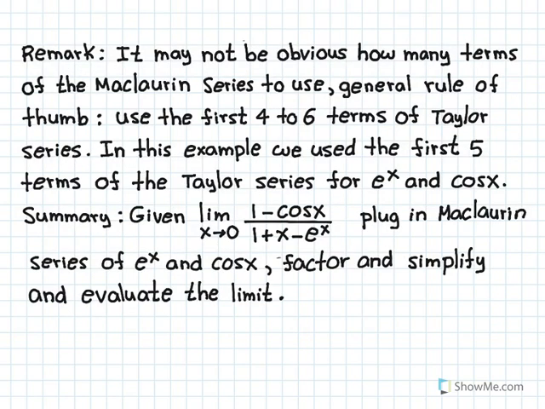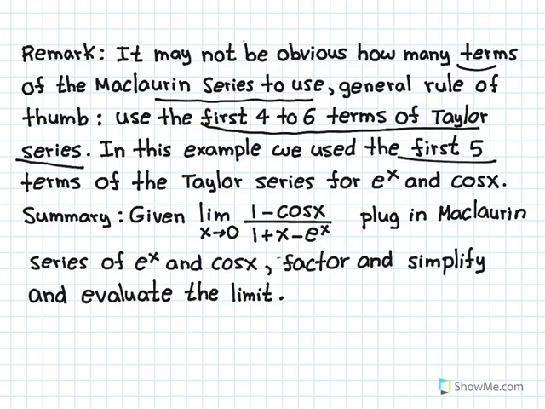Now, it may not be clear how many terms of the Maclaurin series to use. The Maclaurin series that we use here was cosine x and e to the x. So in general, if you're not sure, use the first 4 to 6 terms of the Taylor series. In this example, we use the first 5 terms of the Taylor series for e to the power of x, and also the first 5 terms of the Taylor series for cosine x.